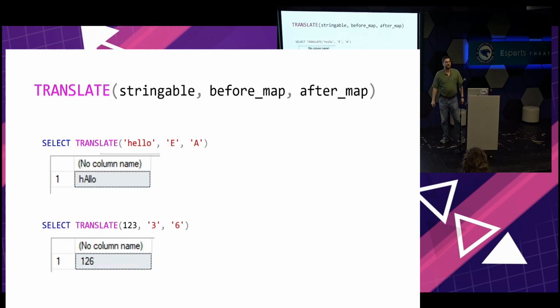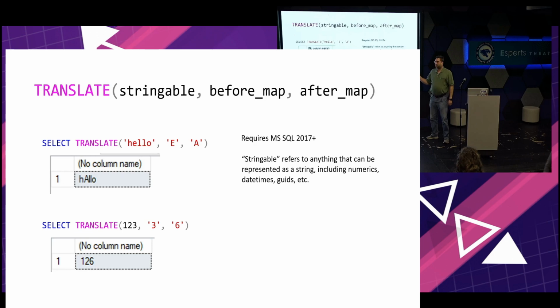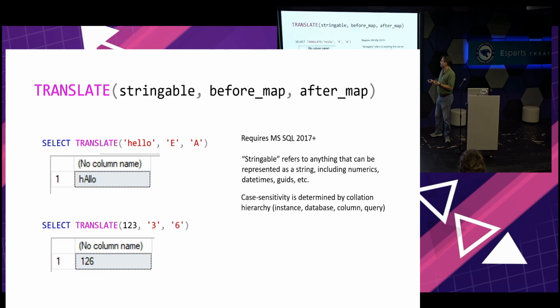So let's talk more about the translate statement. Requires Microsoft SQL 2017. This is not a SQL standard keyword, so ANSI SQL won't do it. Stringable, I'm referring to anything that can be represented as a string. Your numerics, your date times, your GUIDs. Case sensitivity. Is it case sensitive? We'll talk about it in the next slide, but then it's going to be determined by the collation hierarchy.